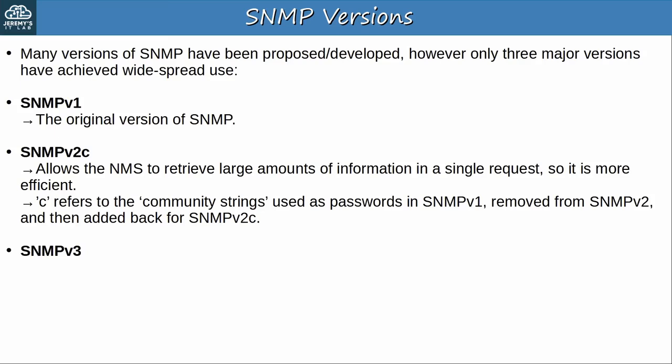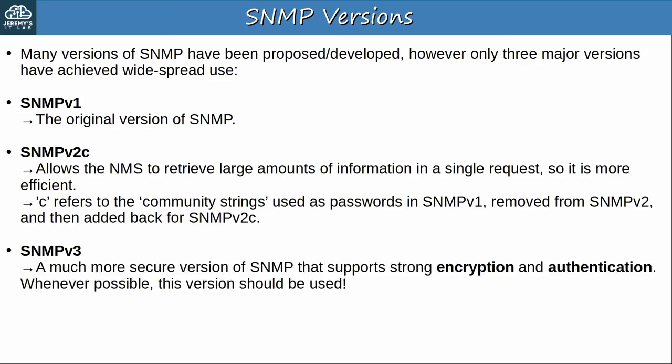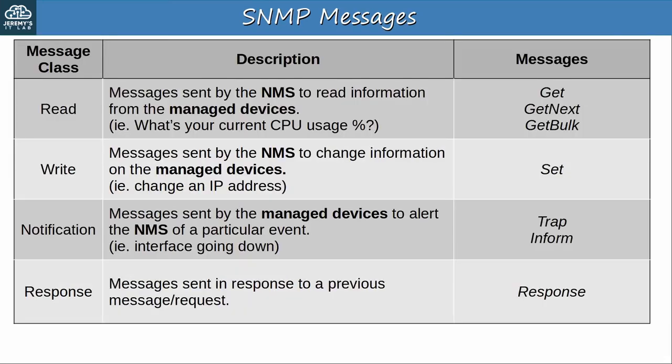Okay, the next major version, and the best version so far, is SNMP v3. It is a much more secure version of SNMP that supports strong encryption and authentication. I'll talk more about those terms in the security section of this course, but basically it means that SNMP v3 makes sure that only the intended devices can read the SNMP messages. They can't be intercepted and read by an attacker. Now let's look at the SNMP message types.